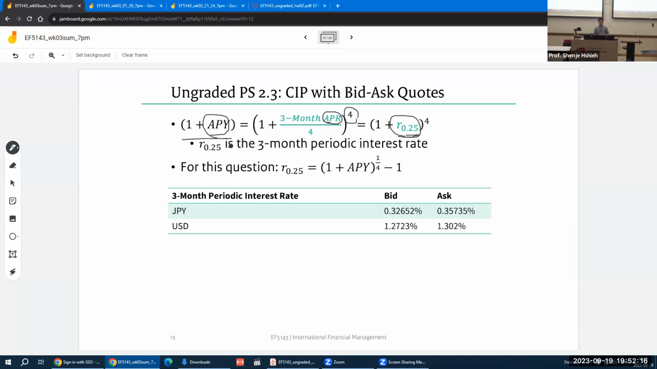So this shouldn't be new. Okay, this is all review of corporate finance. And then solving for this periodic rate is straightforward. It's just algebra, right? And that's what I did here. I've just converted those 3-month APRs, so APYs, to periodic rates. Okay, that's all I did.